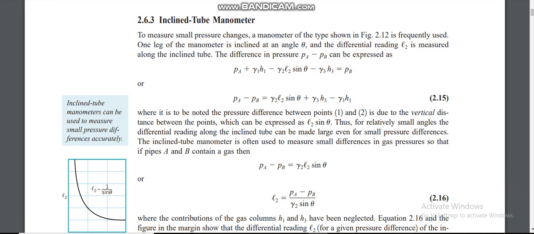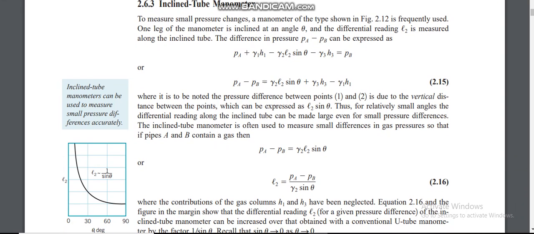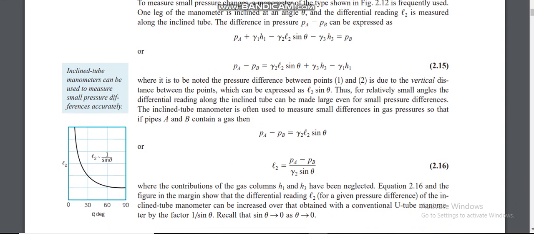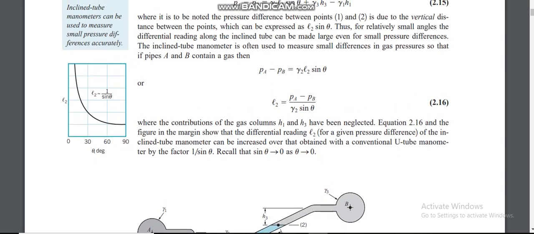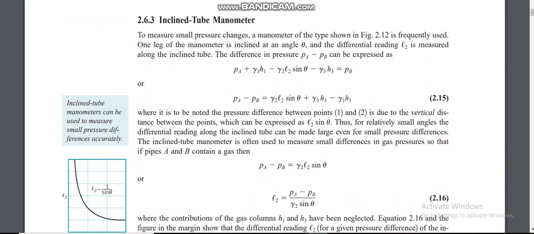Moving towards another type, there is the inclined tube manometer. Now, such types of difficulties occur in the piezometer or U-tube manometer, so there we use the inclined tube manometer. So what is this? To measure small pressure changes, a manometer of the type shown in figure 2.12. Here we can see that there is an inclined surface used to measure the pressure in the manometer. So we can learn what is the work of this inclined line.